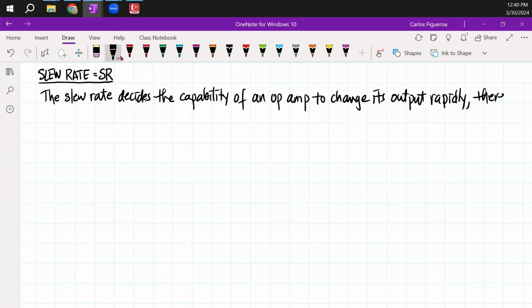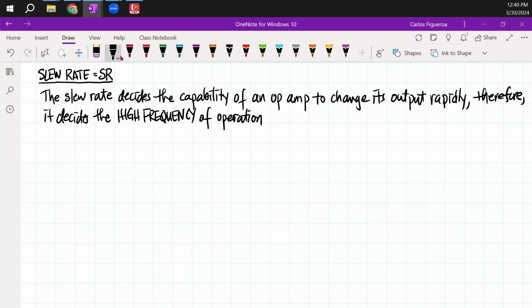Therefore, it decides the highest frequency of operation for the op amp.